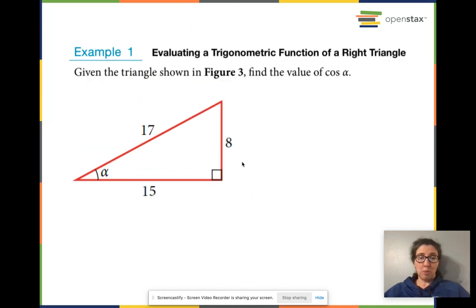Okay, so let's just practice. What if we have this angle here, alpha, and we want to find cosine of alpha? Well, cosine is going to be adjacent over hypotenuse, which in this case will just be 15 over 7.